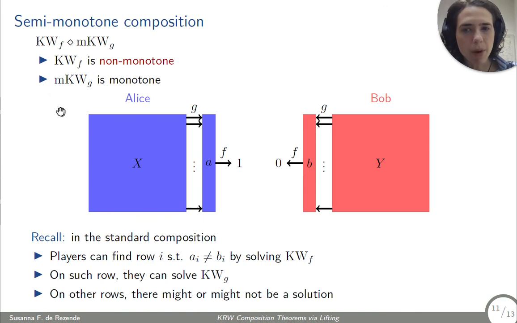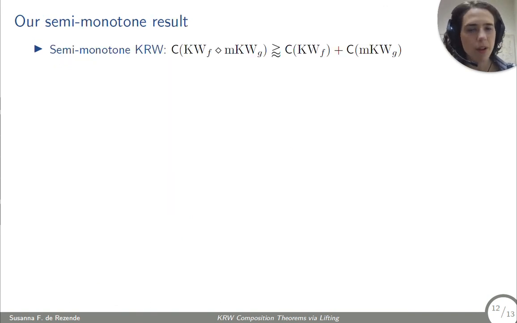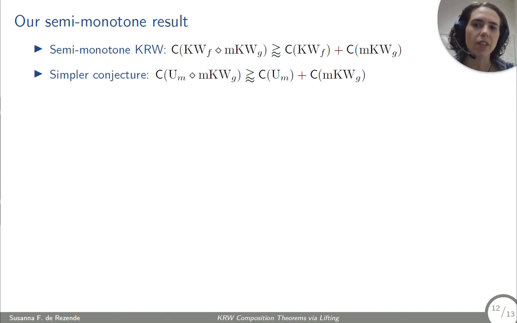Okay, so in the semi-monotone composition, what changes is that instead of considering the non-monotone version, we consider the monotone version of KW on G. So on rows where A_i is different from B_i, Alice and Bob have to solve the monotone KW game. With this definition of composition, we can define the semi-monotone KRW conjecture. We can also define a simpler version of this conjecture, where instead of the KW game on F, we actually have the universal relation.